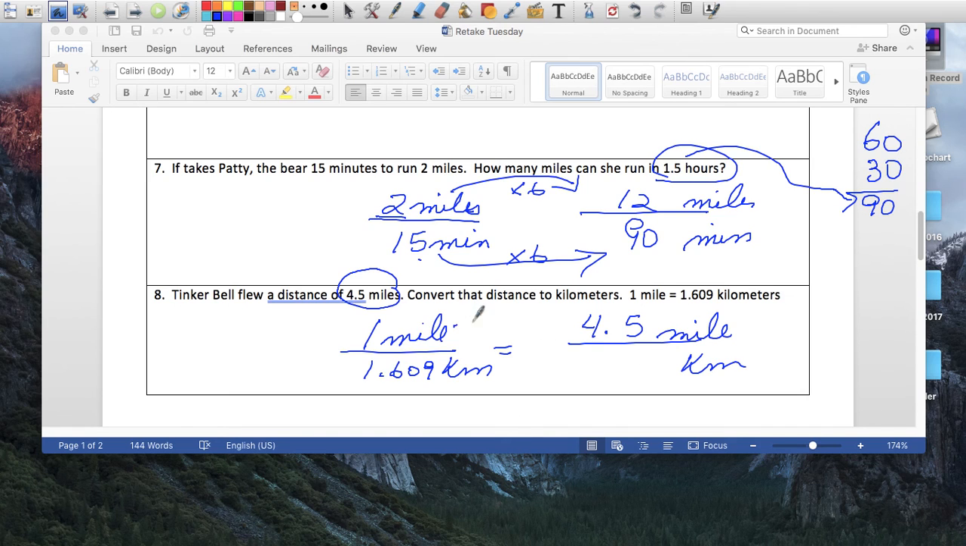Is there a relationship going this way? Yeah, there is. Times 4.5. So here it's going to be also times 4.5. And take your calculator, which you will be using on Friday. 1.609 times 4.5 gives us a total of, and since it didn't ask us to round, let's just write 7.2405 kilometers. Okay, so Tinkerbell flew a distance of 4.5 miles, or in kilometers, she flew 7.2405 kilometers.